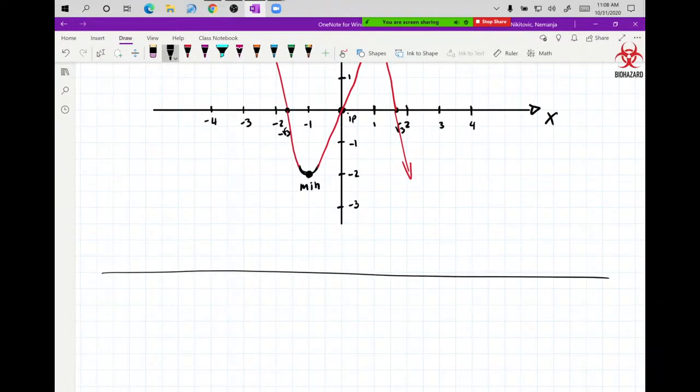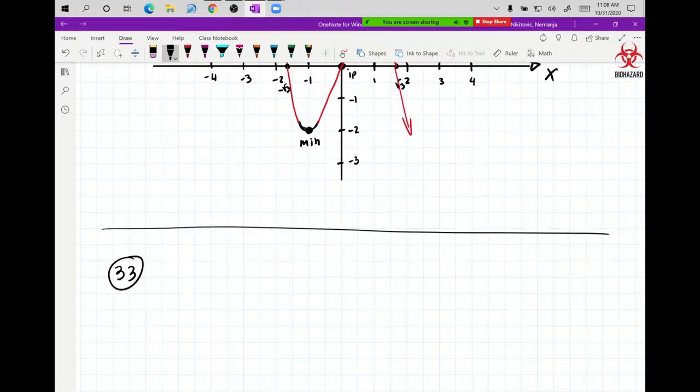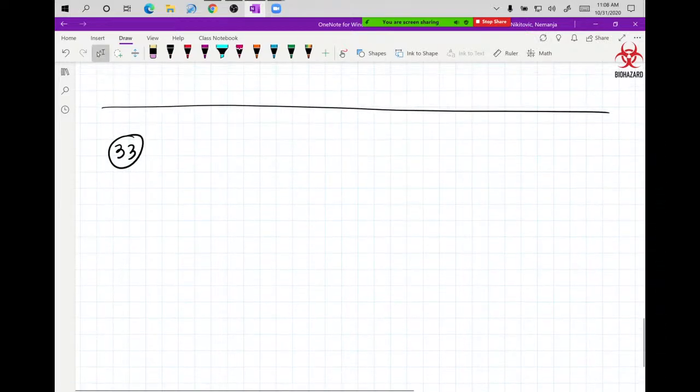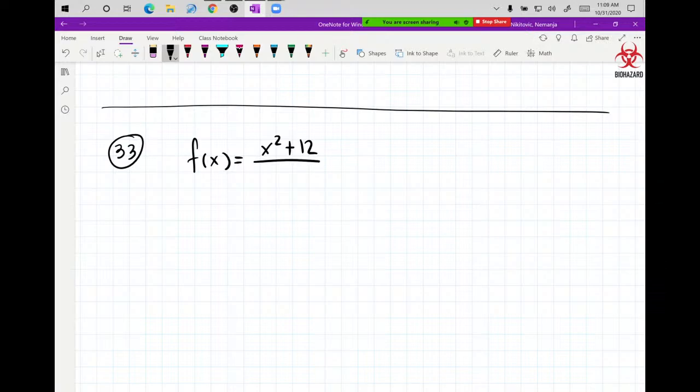Let's take a look at a spicier case. I want a rational function, then I want maybe inverse tangent or something beautiful along those lines. Let's take a look at problem 33. It looks evil enough. f of x is equal to x squared plus 12 divided by 2x plus 1.